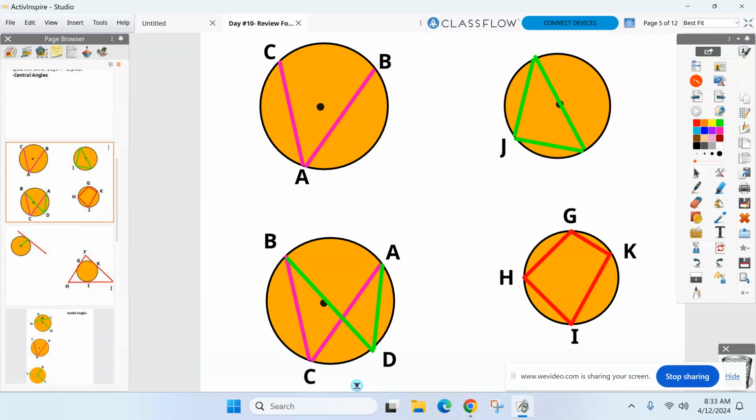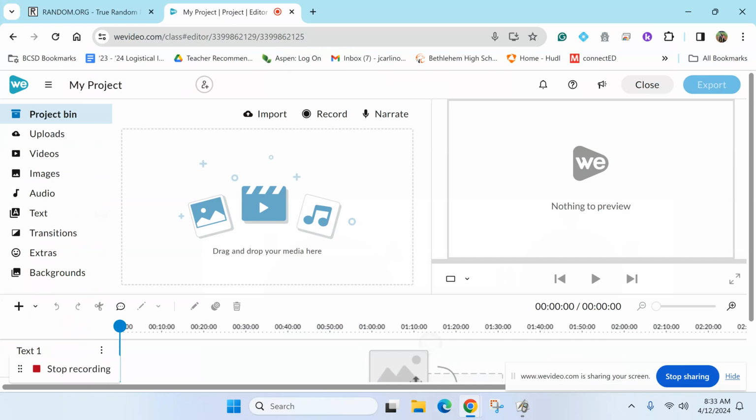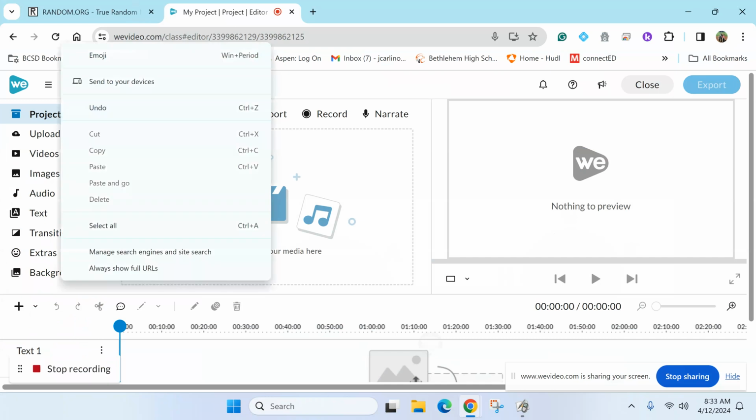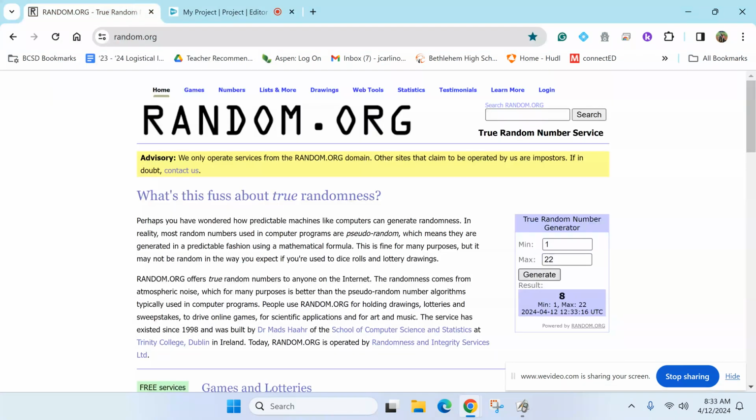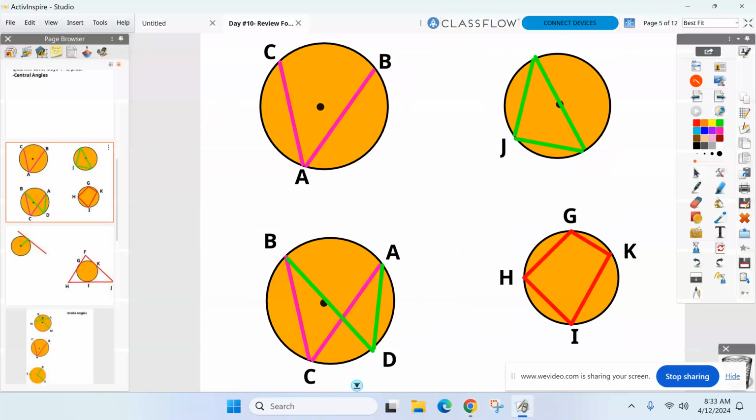Top left-hand corner. I want to know what type of angle is A, what do I call it, and how do I find it? Let's roll. Shara, what type of angle is it? It is an inscribed angle. Great job. And how would you find angle A in this one? There you go, half the measure of arc CB. Perfect. That's an inscribed angle, and I find it by taking half of arc CB.